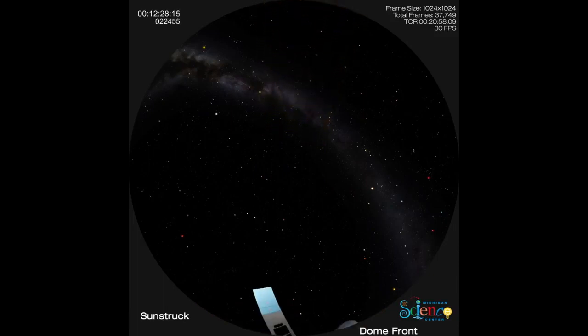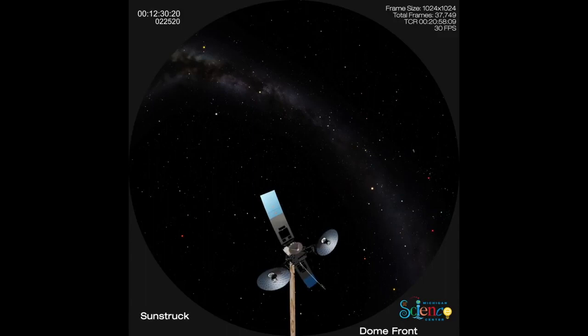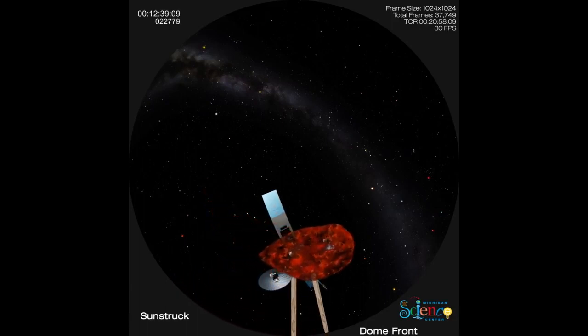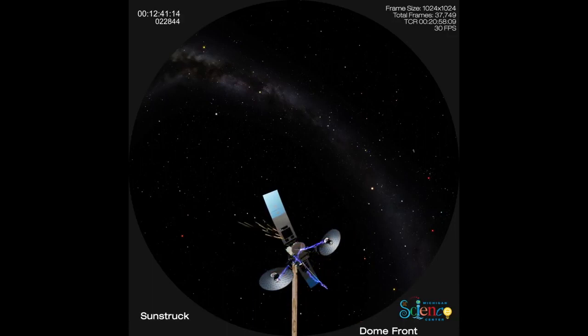The plasma in a coronal mass ejection is especially dangerous for spacecraft outside of Earth's protective magnetic field. Plasma is a superhot, electrically charged gas. It can damage a satellite's onboard electronics, causing it to fail.